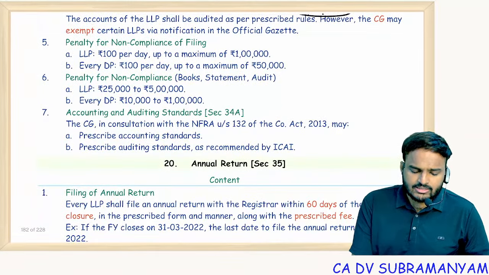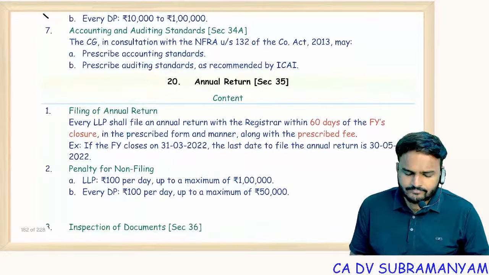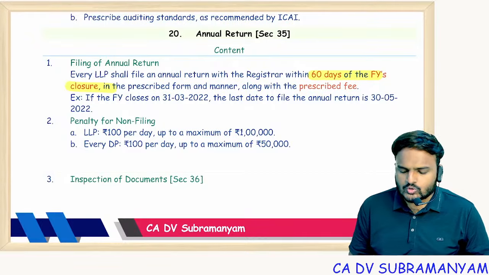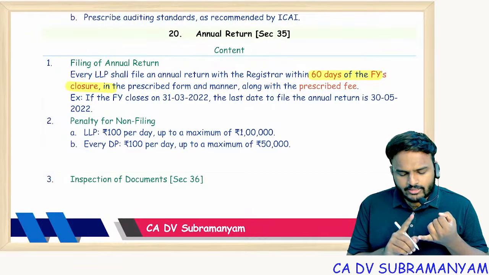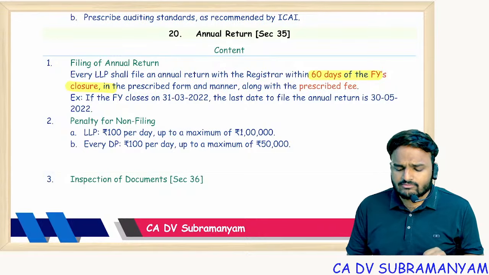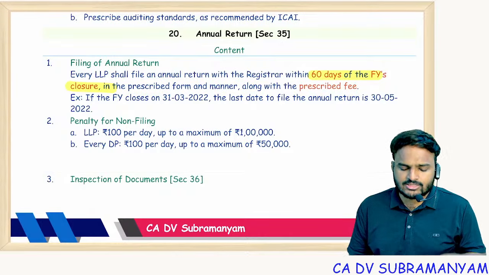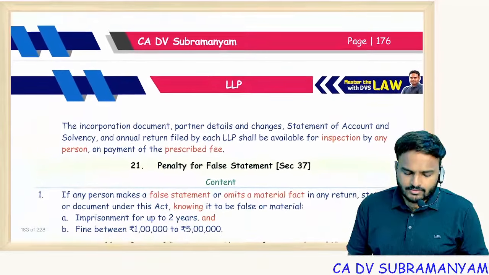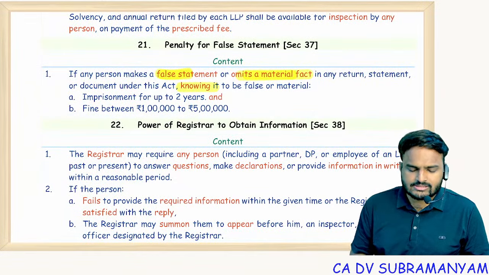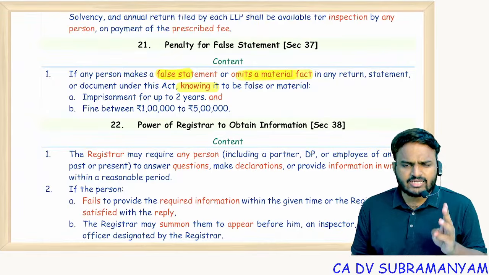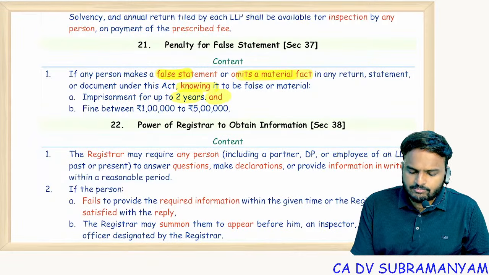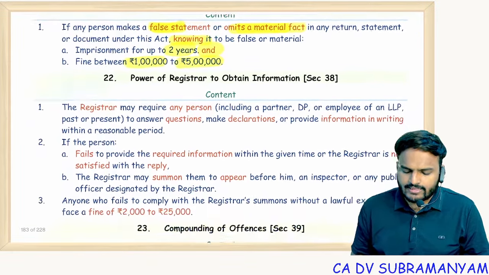Next one, penalties, just give one time reading. Annual returns shall be filed within 60 days of the financial year closure. For foreign company as well as LLP, filing of annual returns within 60 days of closure of financial year. Next one, penalty for false statements in the returns you filed with ROC, statement of accounts and solvency, annual returns, any form you file with ROC. In case it contains a false statement, imprisonment is up to 2 years and fine 1 lakh to 5 lakhs.